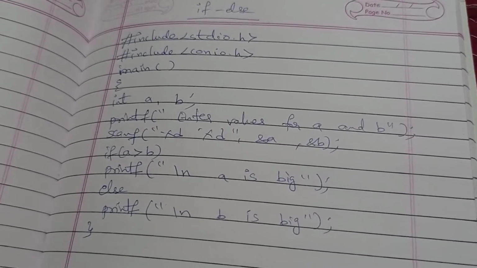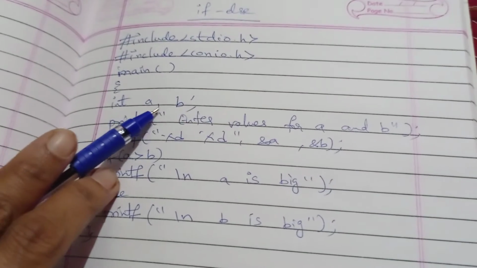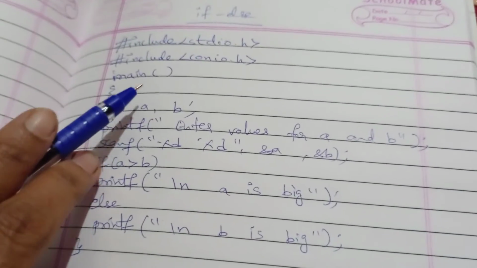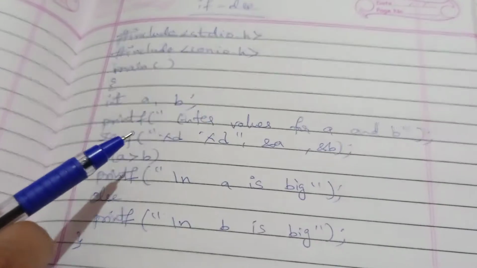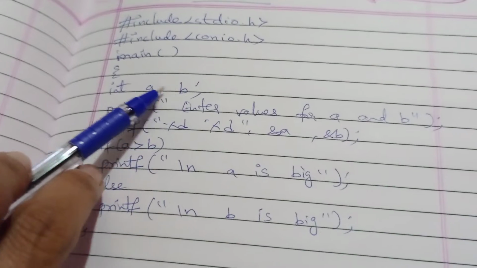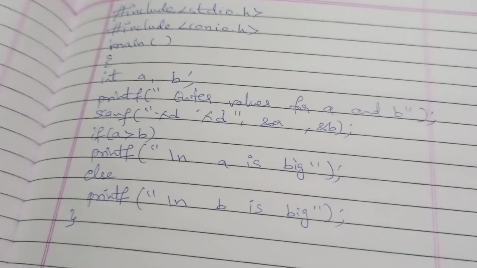Now we'll write a simple program using if else to find the biggest among the given two numbers. Before going to write the C coding, we'll see what these variables are, how we are assigning these variables, and how many types of variables there are.